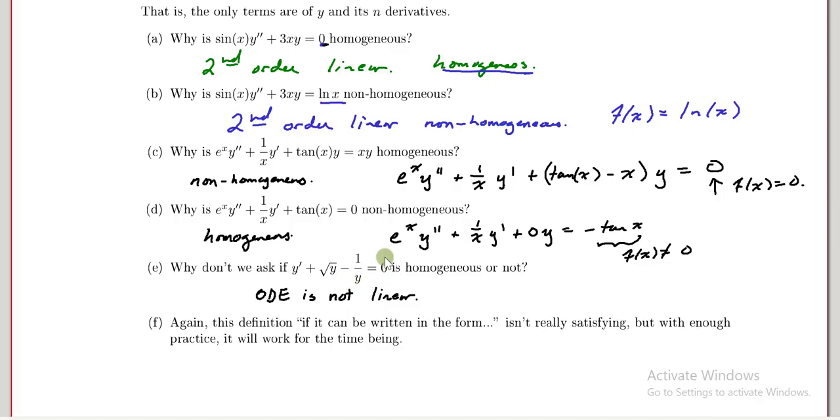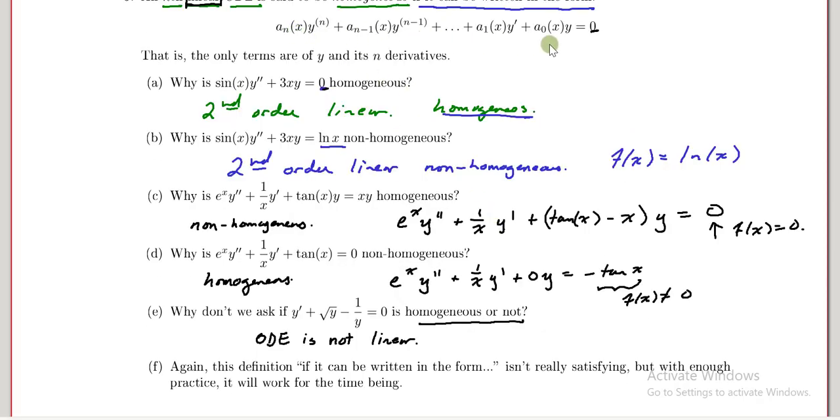Try as you might, you won't be able to rearrange this ODE into linear form the way we were maybe able to do with C or D or some of these other examples. So this ODE is not linear. And because it's not linear, it doesn't even make sense to ask the question, is it homogeneous or not? Because to determine whether or not it's homogeneous, you first put it into this linear form, and then you ask yourself, what is the value of this function over here that depends just on the independent variable?